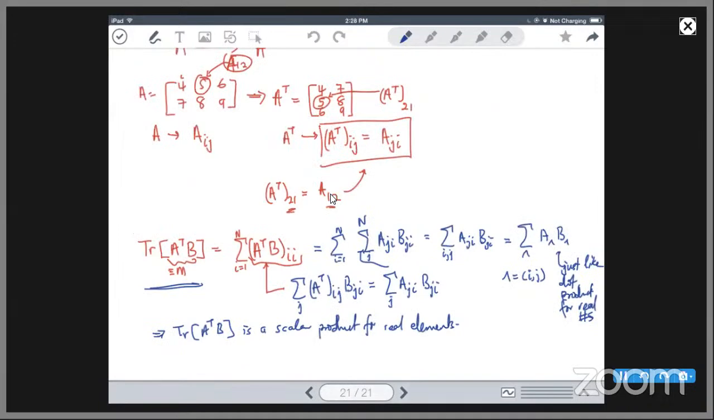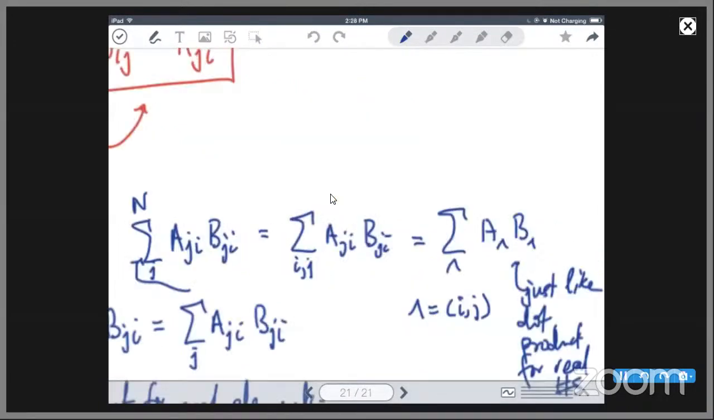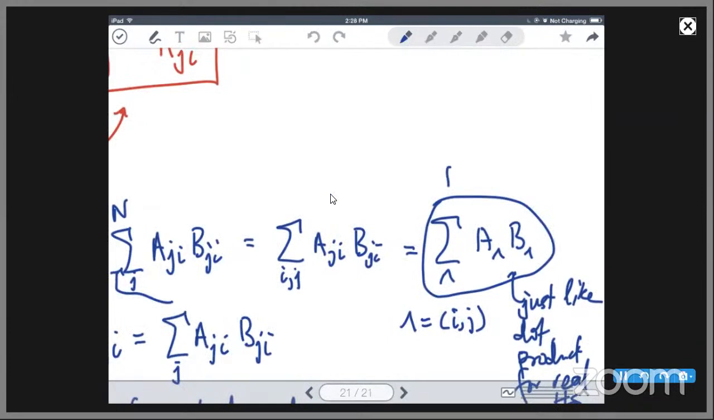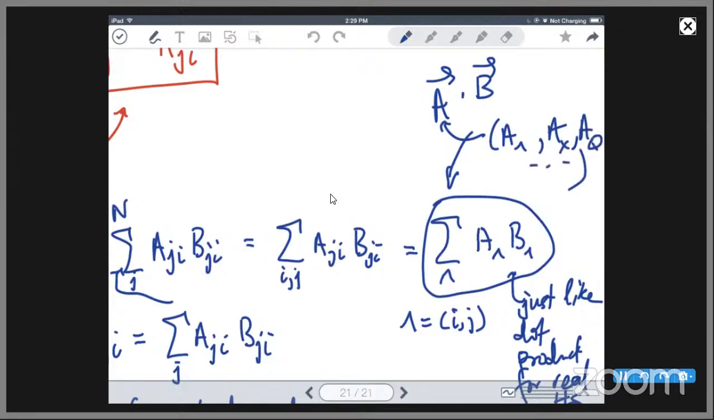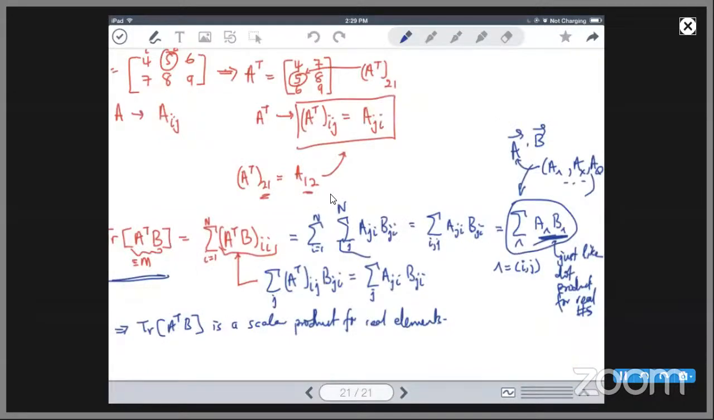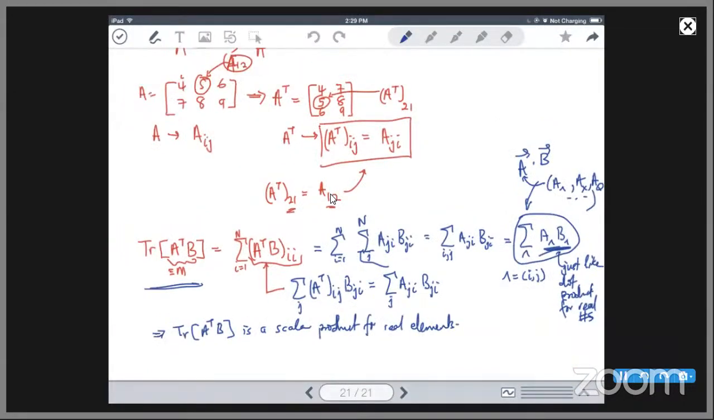So the main thing is that I was able to show that it reduces to this, which is just like your vector A dot vector B, where the components of A are A lambda. So it just looks like that, and everything follows from there. So when you get back home or to your hostels, take a look at this again.